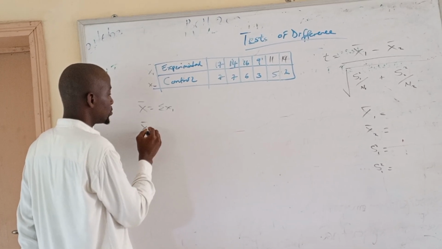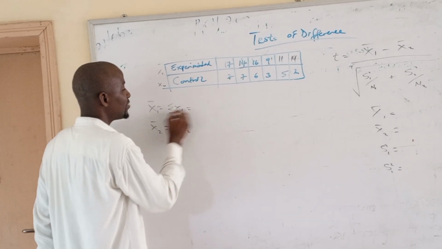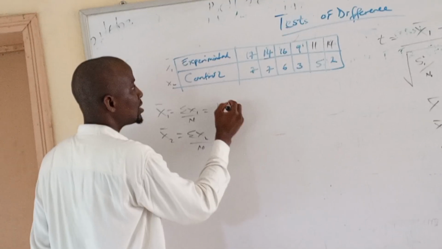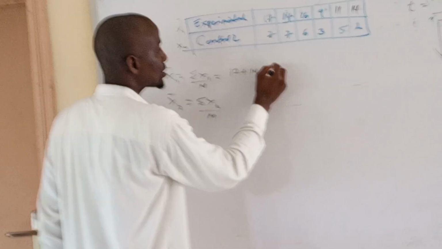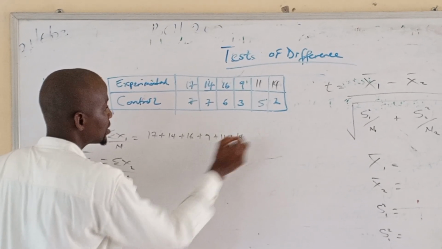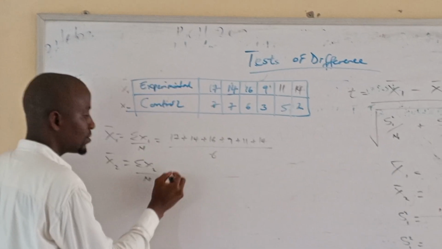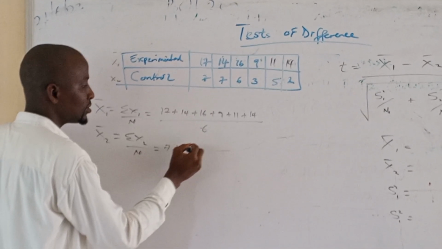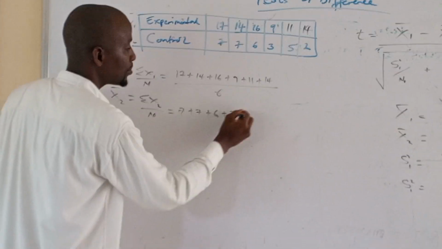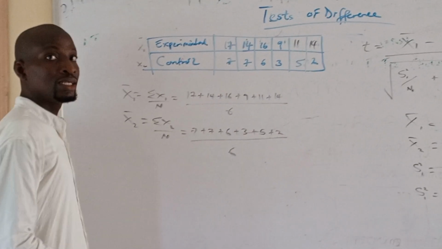While the mean of group 2 will be summation of all the x2s divided by n. So we have 17 plus 14 plus 16 plus 9 plus 11 plus 14 all over 6. And we also have 7 plus 7 plus 6 plus 3 plus 5 plus 2 divided by 6.